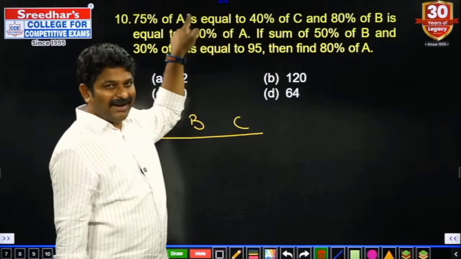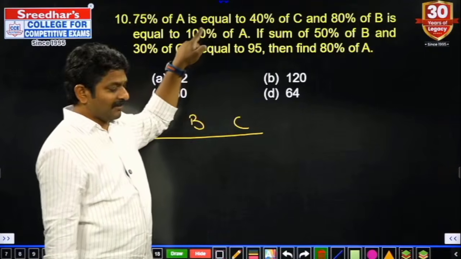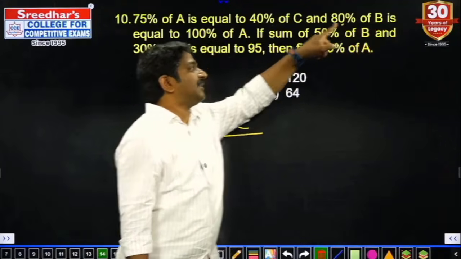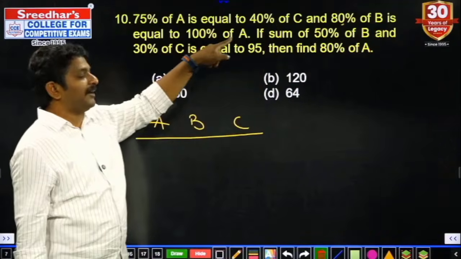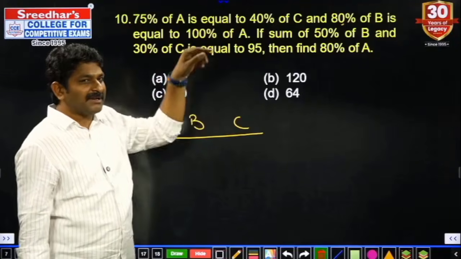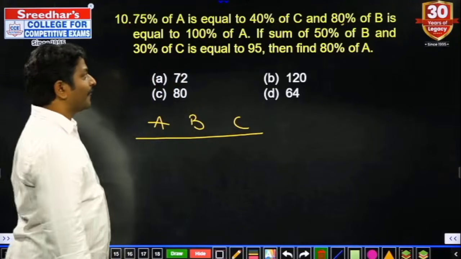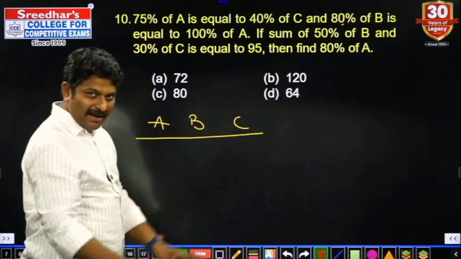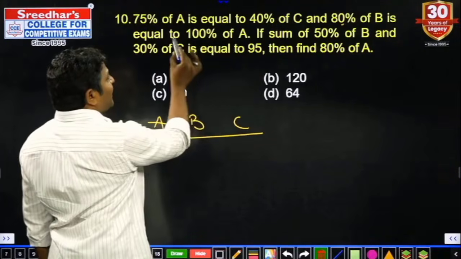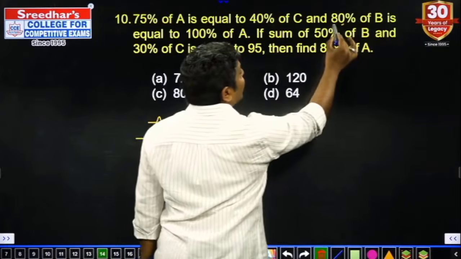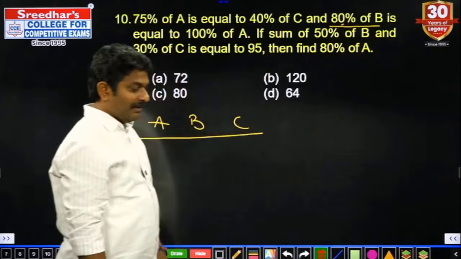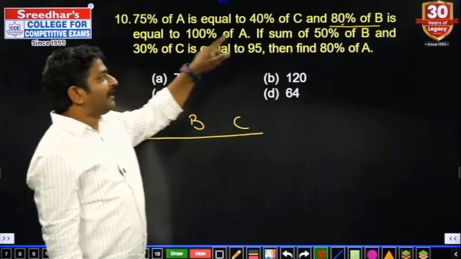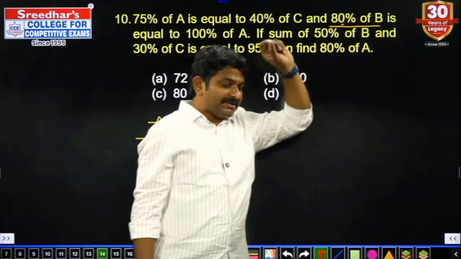I didn't like these numbers because we have beautiful numbers the other way. 80% of B is equal to 100% of A. These numbers are a little interesting. 100% of A, or you can simply call it A, is equal to 80% of B. 100% of A, in the sense A, is equal to 80% of B.